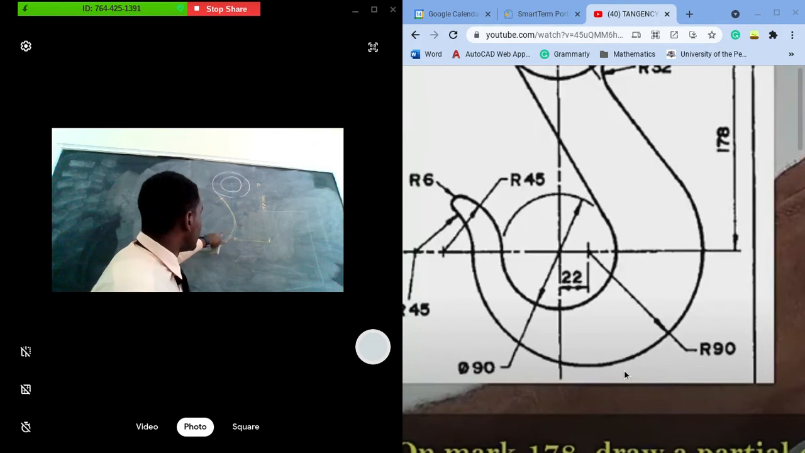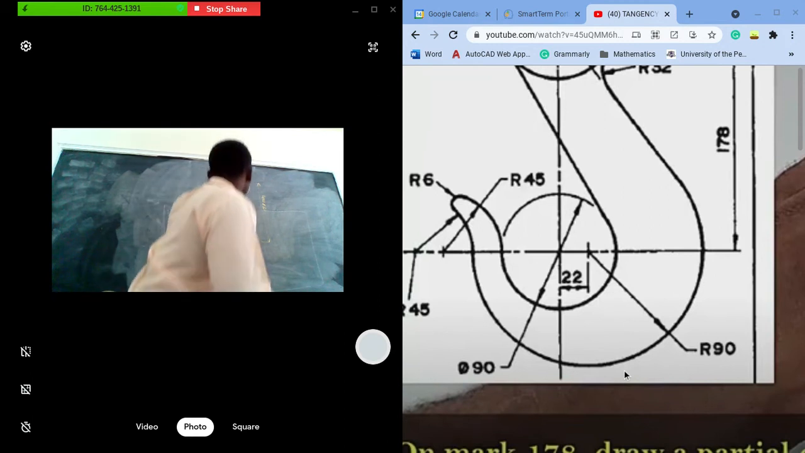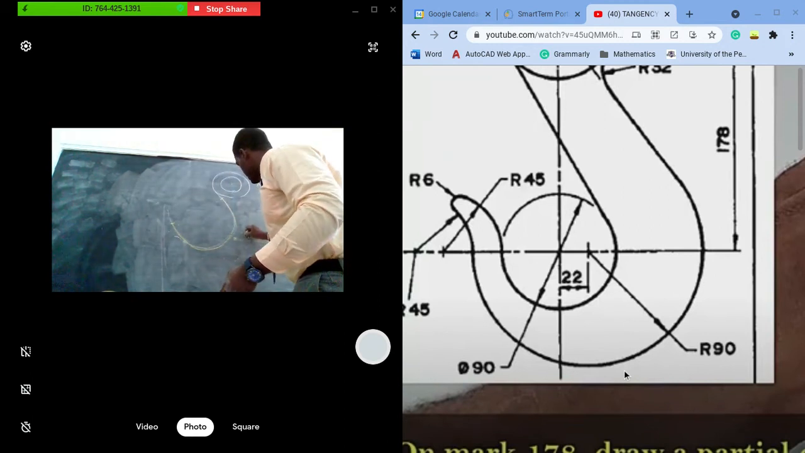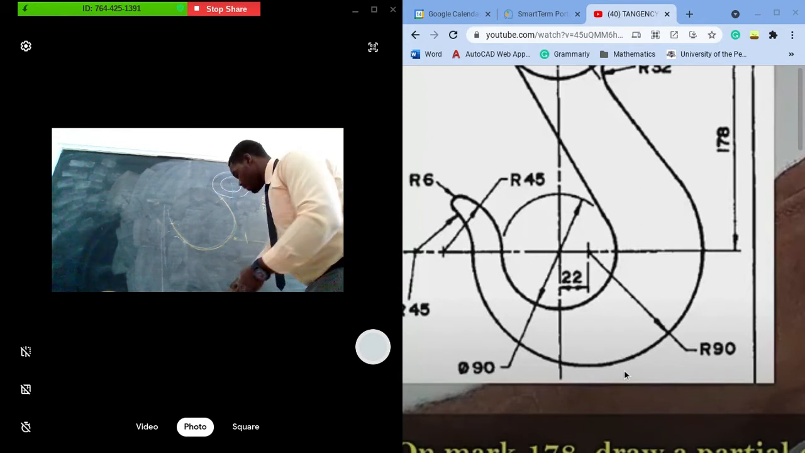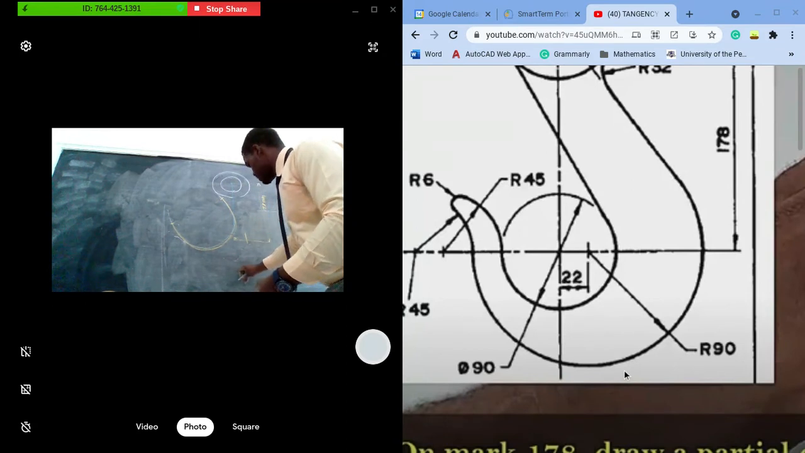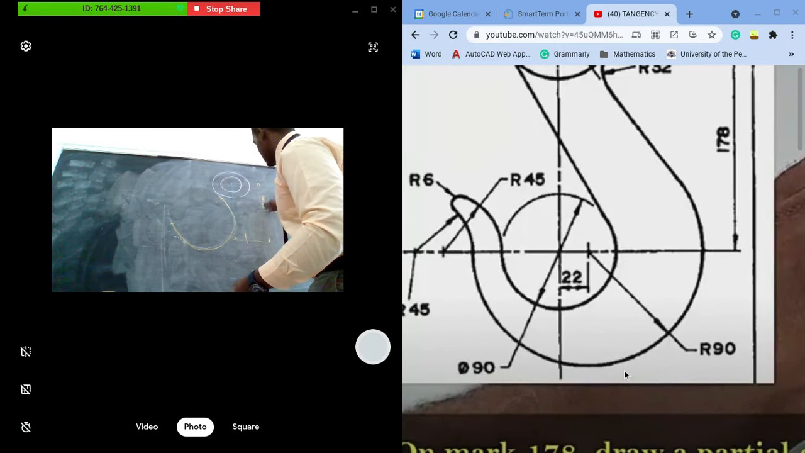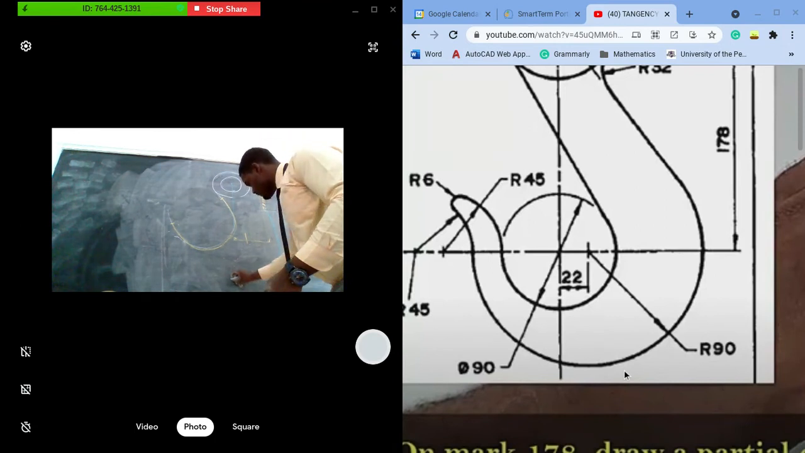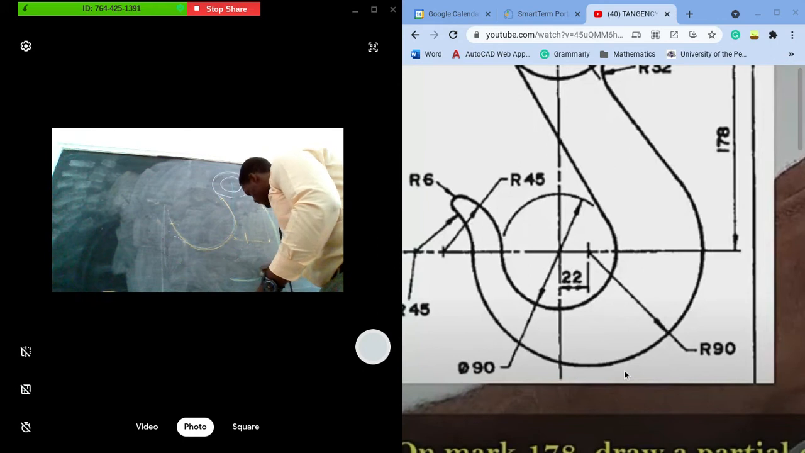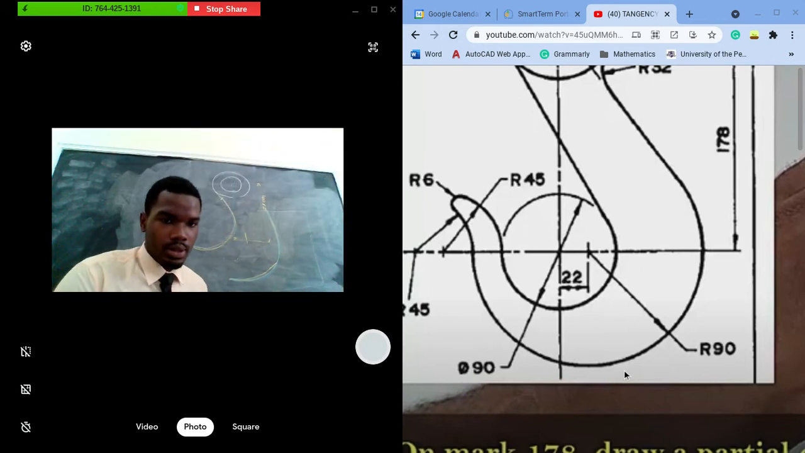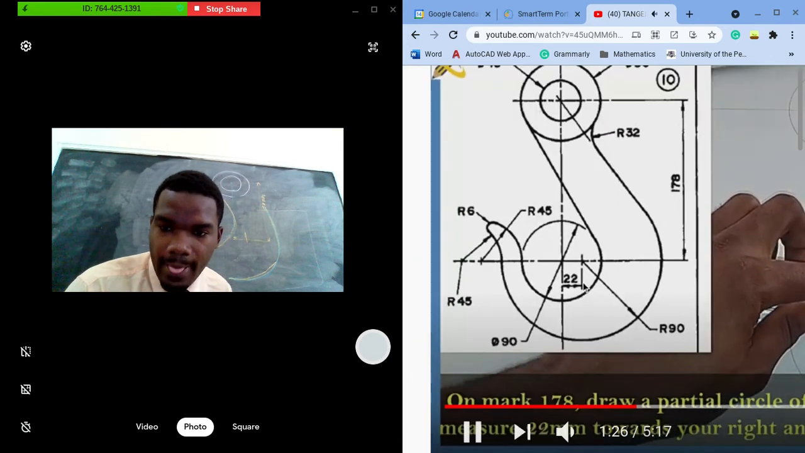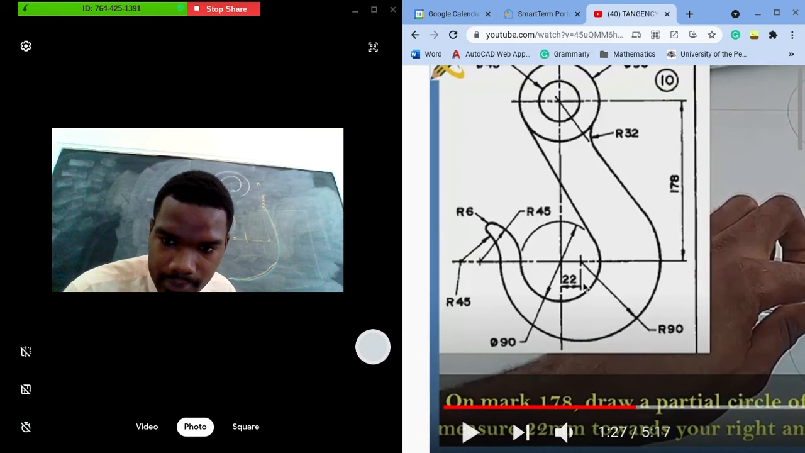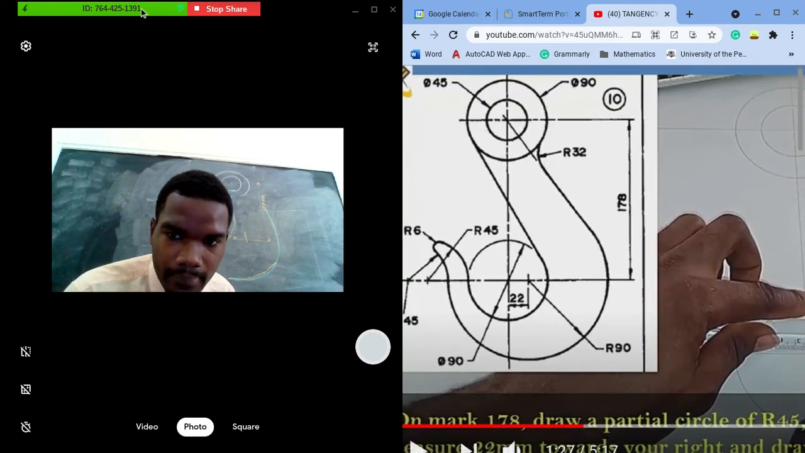So let me just do that quickly on the board. From this center point, I'm going to go a distance of 22. And then I'm going to open my compass to a radius of 90, and I'm going to draw a circular arc. That would be my circular arc. Everybody understand what we're doing so far? Any questions so far? So this arc right here comes from the point from 22.